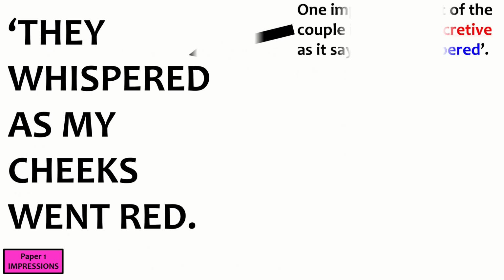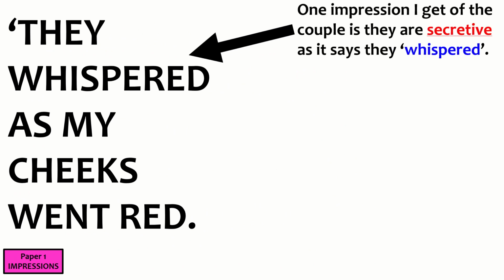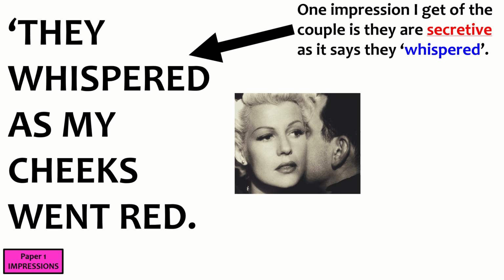So an example of impressions. If the sentence said, they whispered as my cheeks went red, what impression would we get of the people who are whispering? Well, we might think they were secretive, as it says they whispered. If someone's whispered, they're probably secretive. So one impression I get of the couple is they're secretive, as it says they whispered. That would get you 1 mark in the exam.